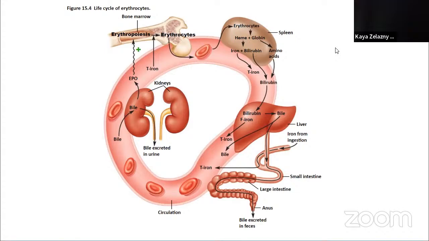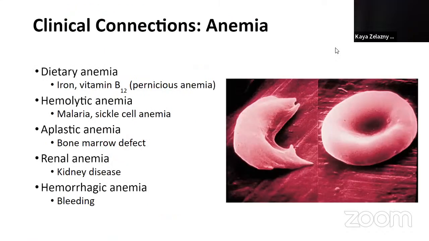So that's our life cycle. Okay. Here we have an explanation of some different types of anemia. So we have different types of anemia that are going to damage our ability to carry oxygen because we've damaged in some way our red blood cells and our hemoglobin.